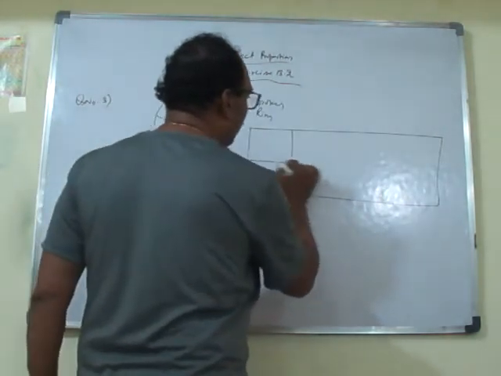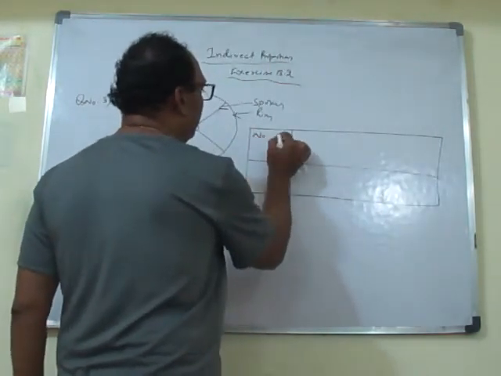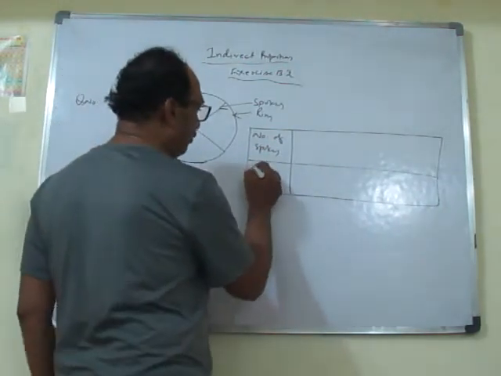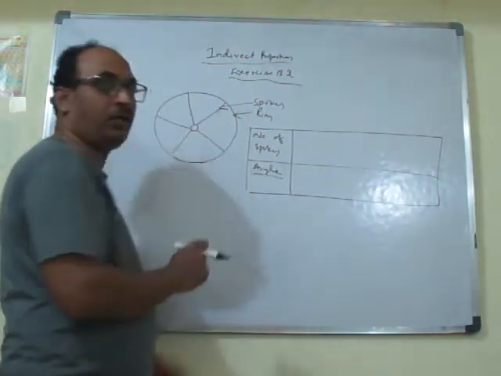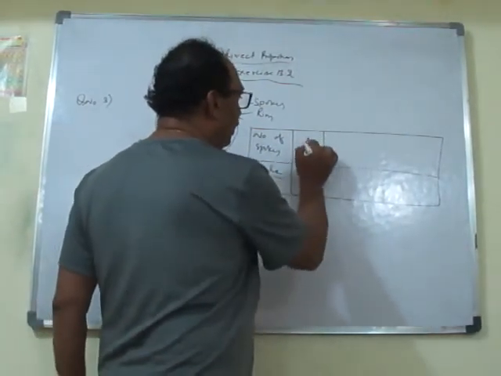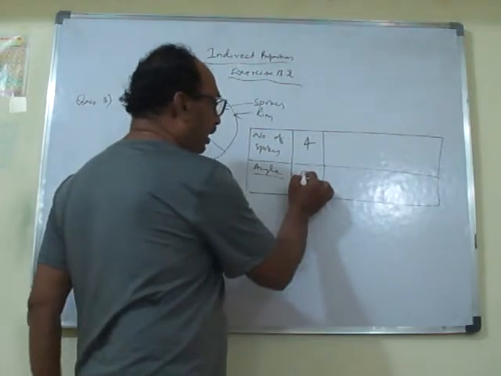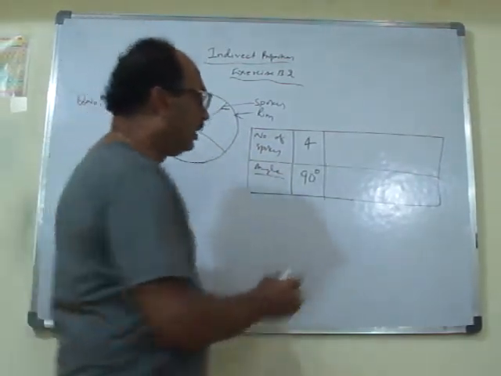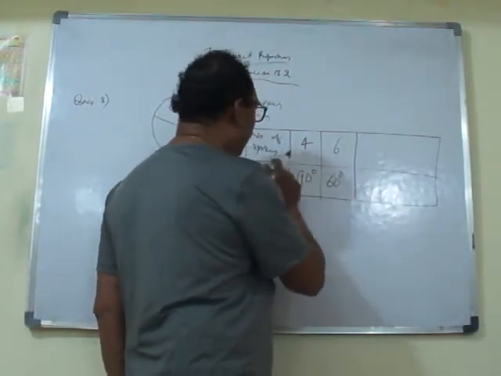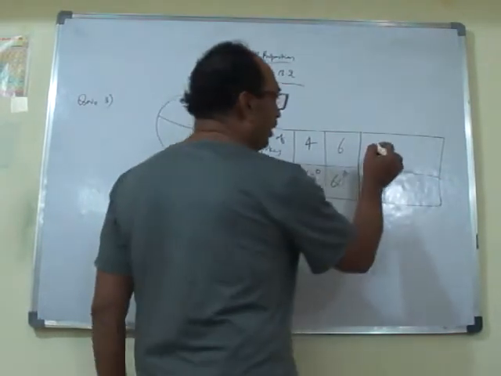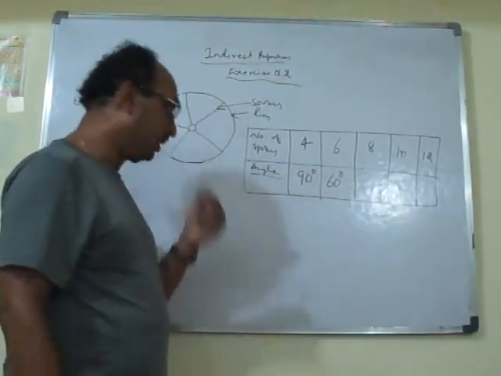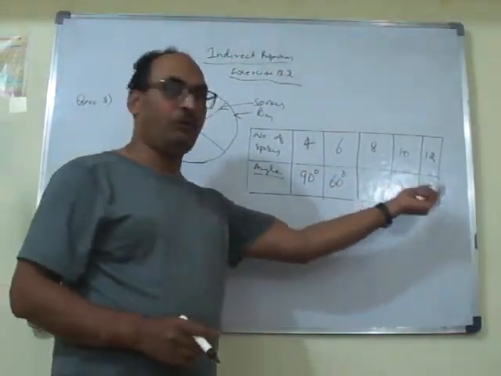Here we have two rows. One is the number of spokes and another one is the angle between a pair of consecutive spokes. First, it is given that if the number of spokes is 4, then the angle between them is 90 degrees. Similarly, if 6 spokes are there, the angle between the spokes will be 60 degrees. Then we need to fill for 8, for 10, for 12. So these degrees we need to fill.